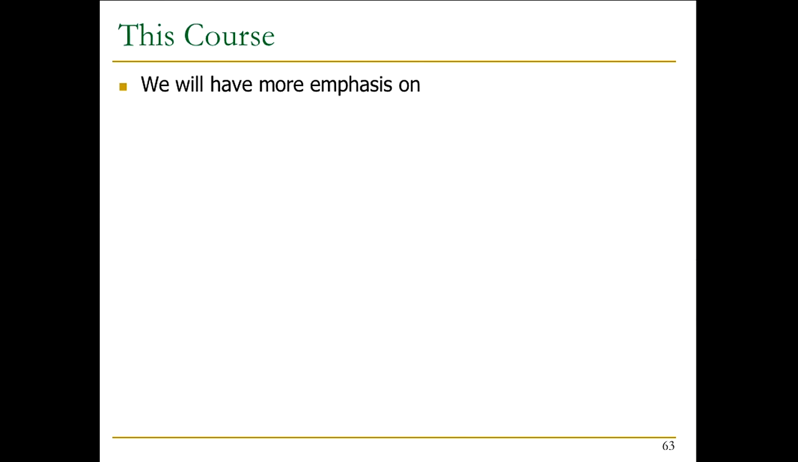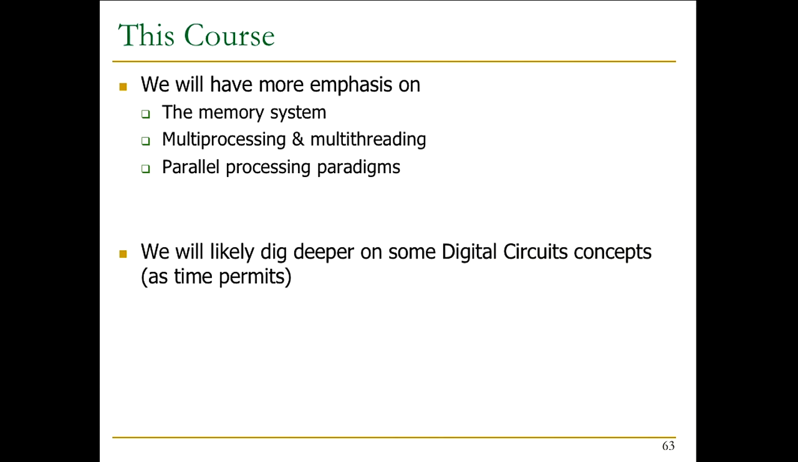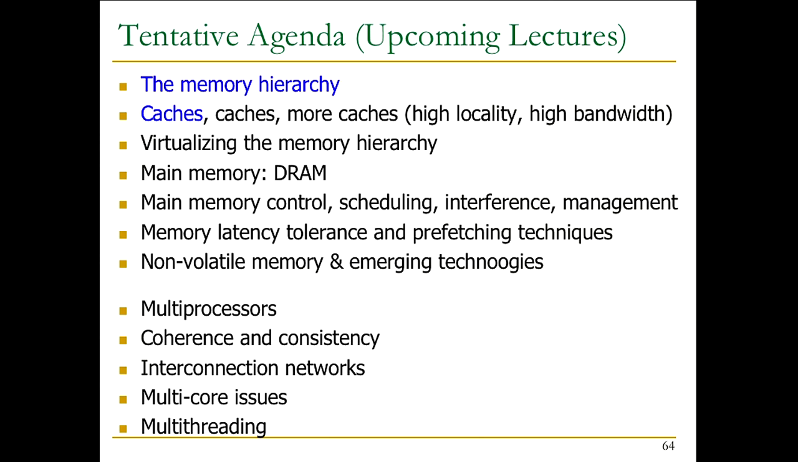But in this course, we will definitely have more emphasis on the memory system, multiprocessing and multithreading, which all systems are today, and parallel processing paradigms. And we will likely dig deeper on some digital circuits concepts, like ISA, which we have talked about briefly, and branch handling. Branch handling is important because it presents itself a lot in all of these. Well, maybe not the memory system as much, but certainly multiprocessing and multithreading. So this is the tentative agenda of the course going forward.